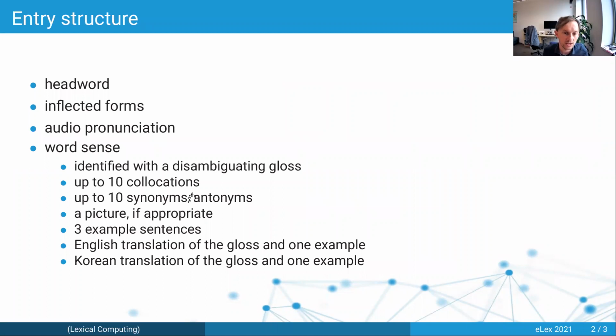Thank you very much. Just a very quick overview of the entry structure, where you will not find anything surprising. All the steps except for the audio pronunciation were first automatically drafted and then post-edited. For the audio pronunciation, that didn't make sense because you can hardly post-edit the audio. So we had just people recording.